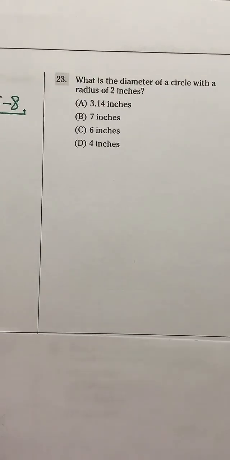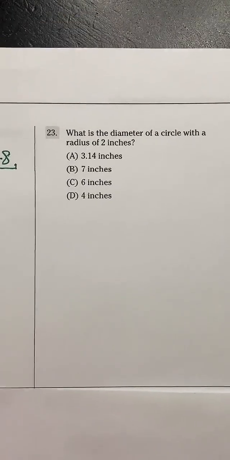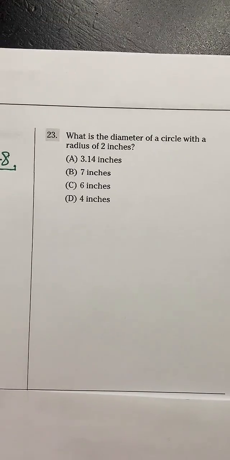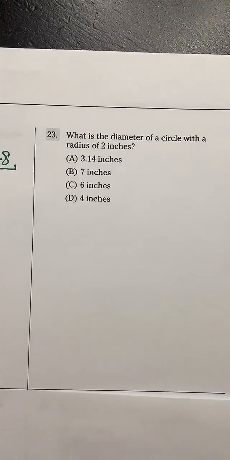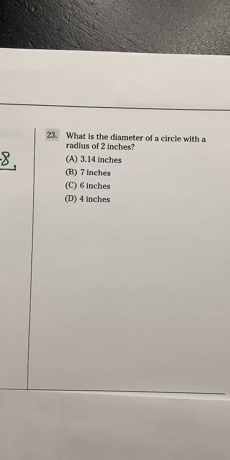All right, so let's see if we can get 1, maybe 2 more in. Let's take a look. So what is the diameter of the circle with the radius of 2 inches? Is it A, 3.14, B, 7, C, 6, or D, 4 inches? What do we got? This should be quick and easy. If not, I'll clarify it. So what is the diameter of a circle with a radius of 2 inches?